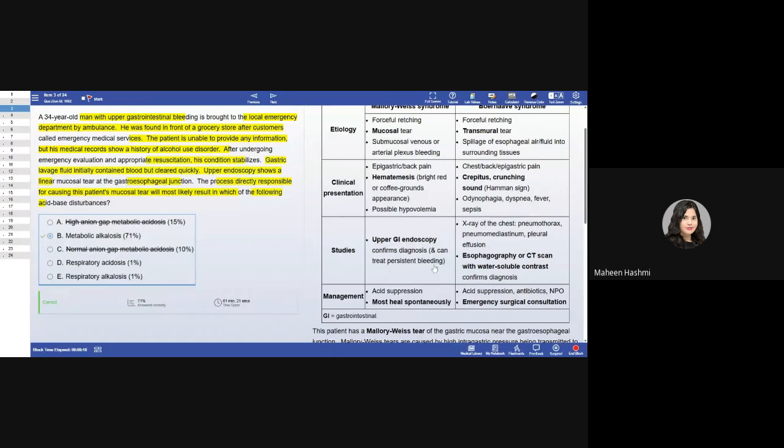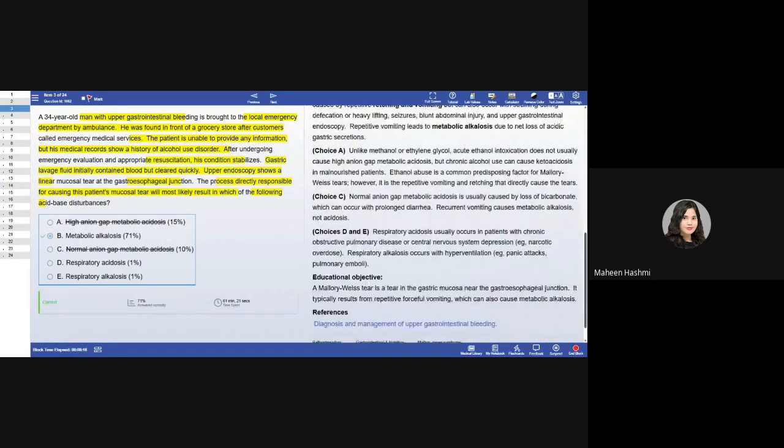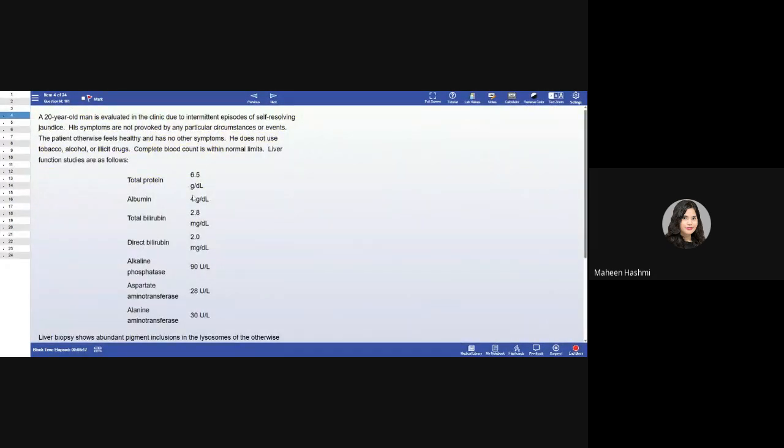Again, Mallory-Weiss can heal, but for Boerhaave you usually need emergency surgical consultation. Again, they too are very high yield for you to go through. Their presentations are very important. And again, like I said, whenever you vomit, you get hypokalemic, hypochloremic metabolic alkalosis. Your potassium levels also go down. All right. Then we come to the next question.